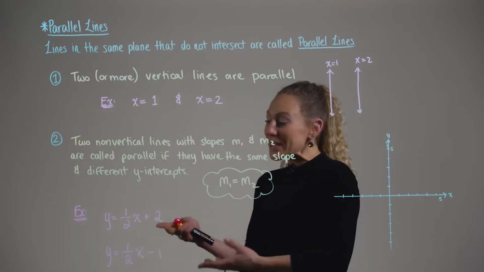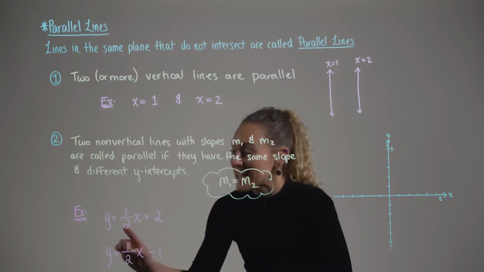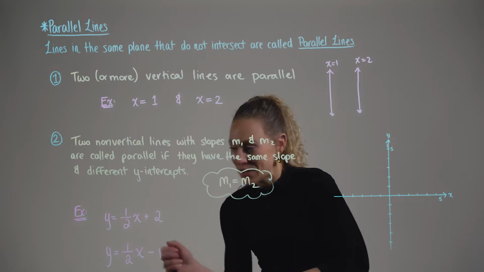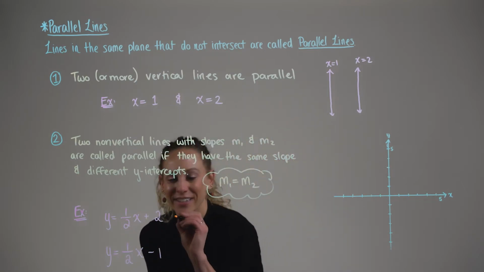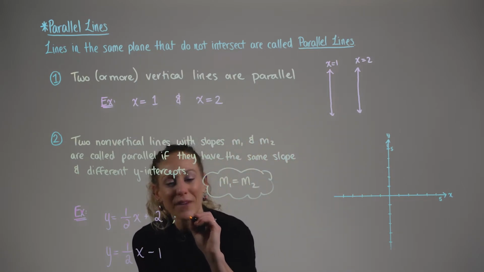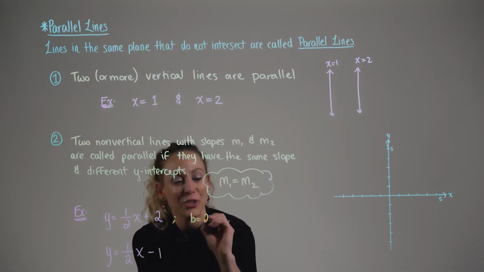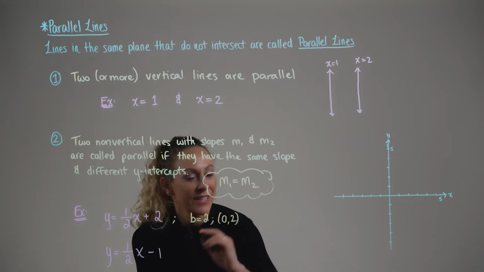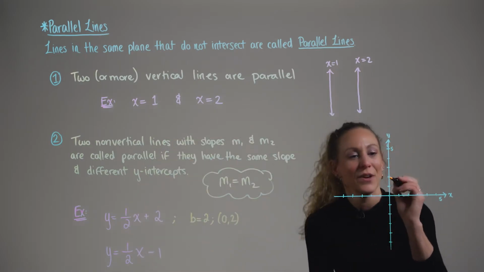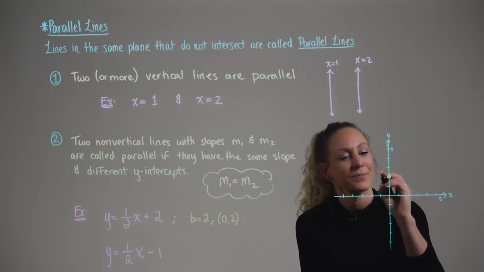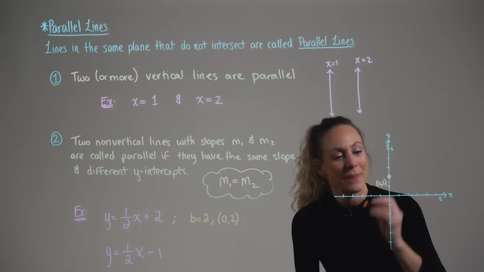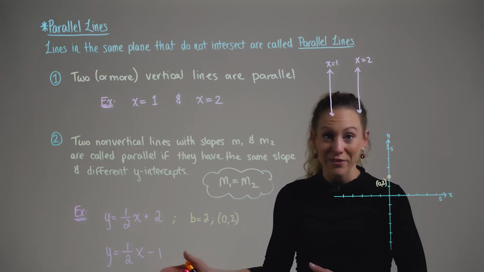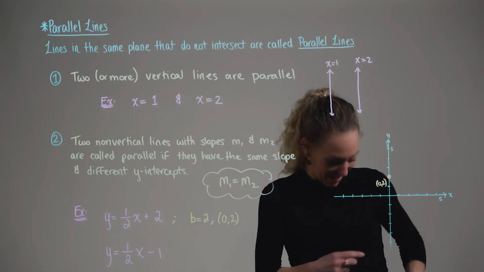So here we're given two distinct lines that have the same slope and different y-intercepts. So for our first line, we have a y-intercept at 2, or in its ordered pair form, we can write this as (0, 2). And coming over to our graph, here is our y-intercept.